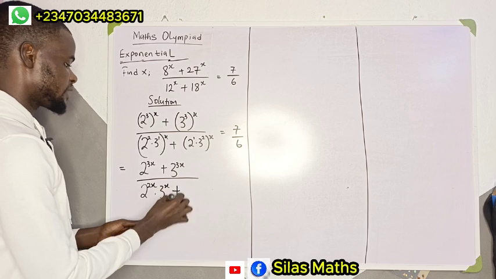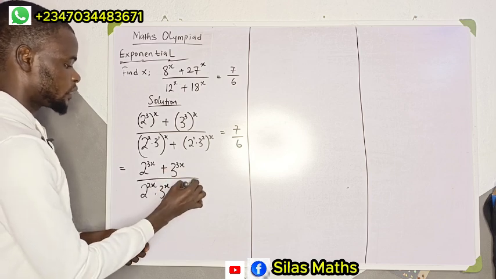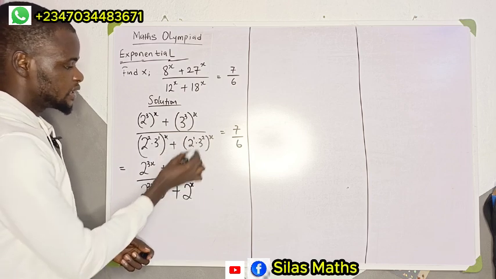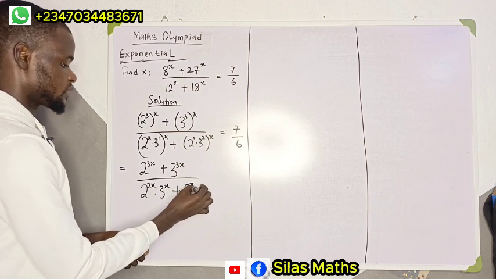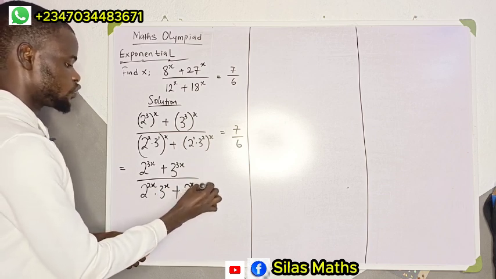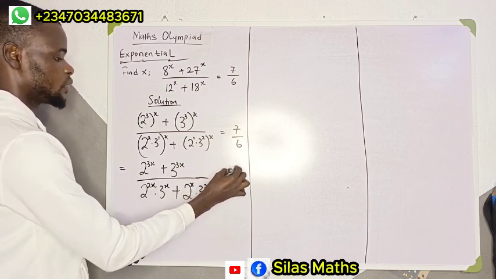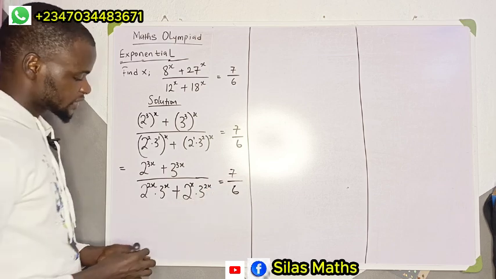And for the other expression over here, I'm going to have 2 to the power of x, that is x times 1. Then x times 2 is going to give us 3 to the power of 2x, all equal to 7 over 6. Yes.